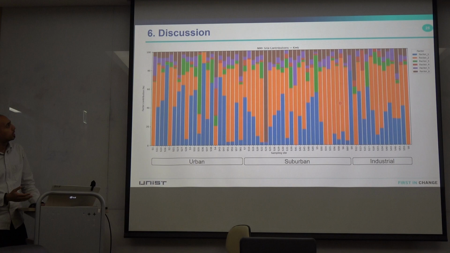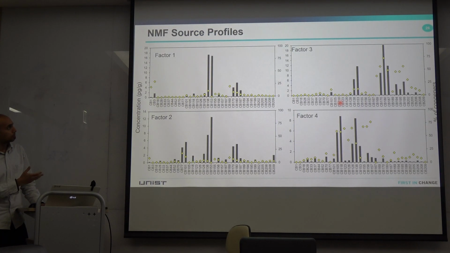So this is the plot that you get for sampling site, and this is the concentration on the y-axis, congener on the x-axis, and the percentage contribution of each congener on the y-axis.